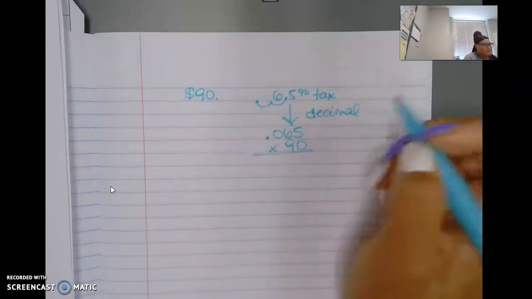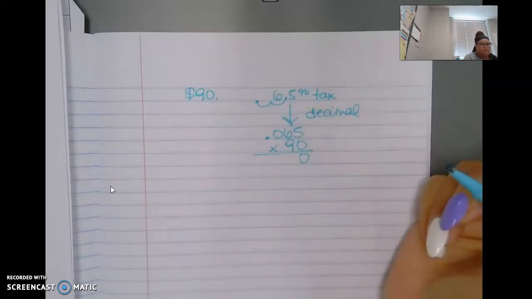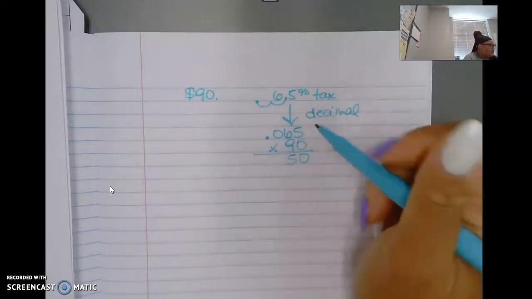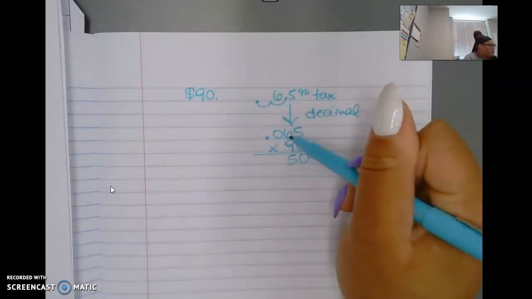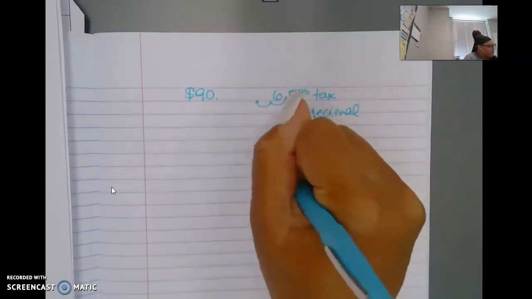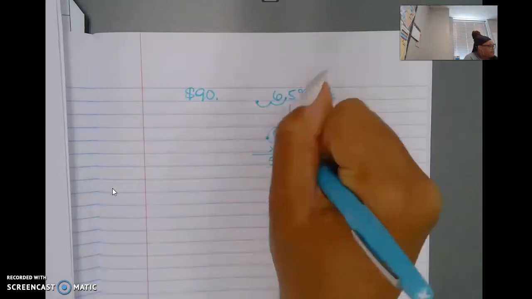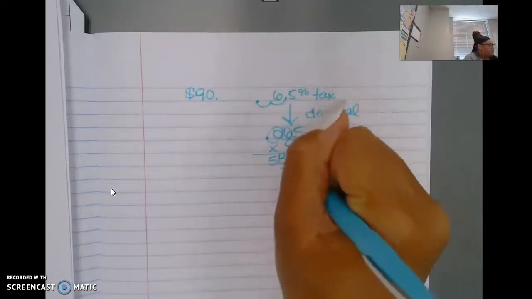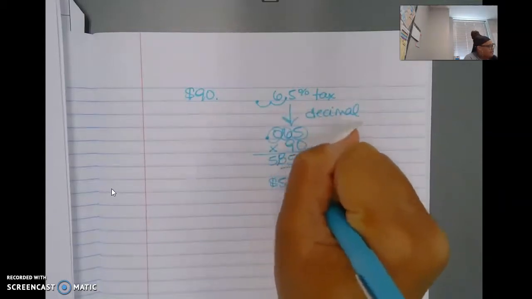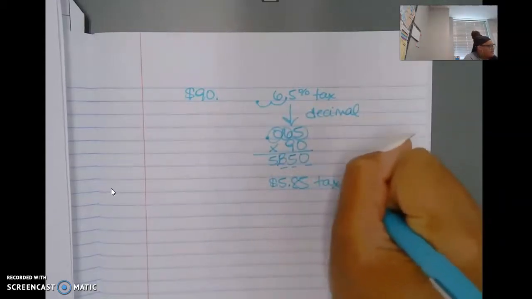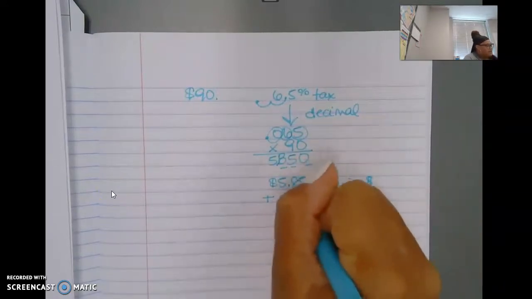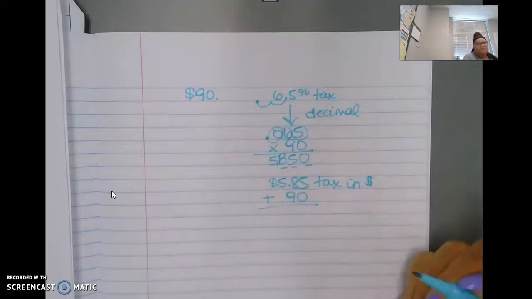0 times all of this is going to be 0. I don't know why my camera keeps freezing. Sorry, y'all. And then 9 times 5 is 45. 6 times 9 is 54. Plus the 4 that should be carried over is 58. And then I've got 1, 2, 3 numbers after the decimal. So 1, 2, 3. My tax there is $5.85. This is my tax in dollars and cents. And then I'm going to add that to 90 to get my answer.